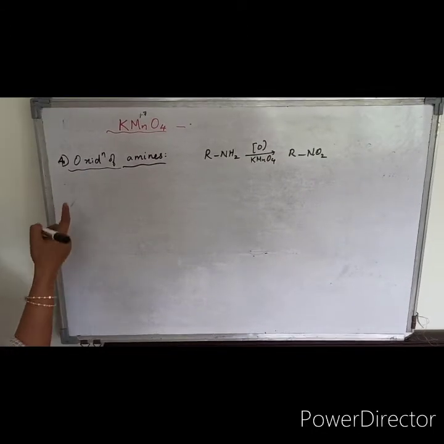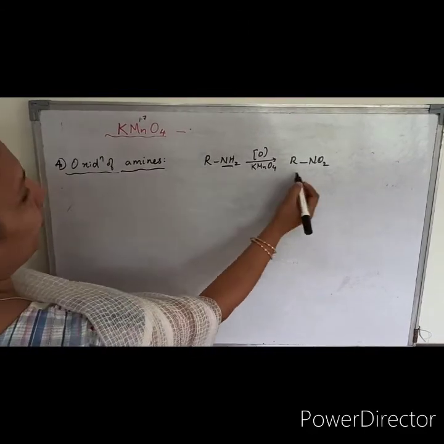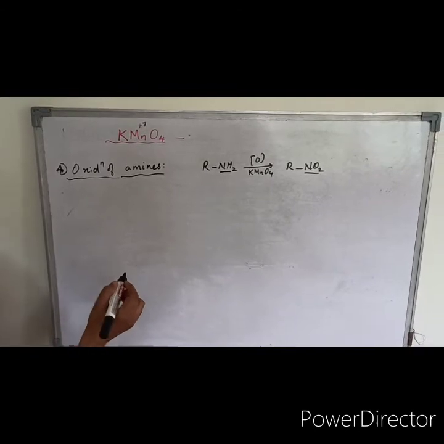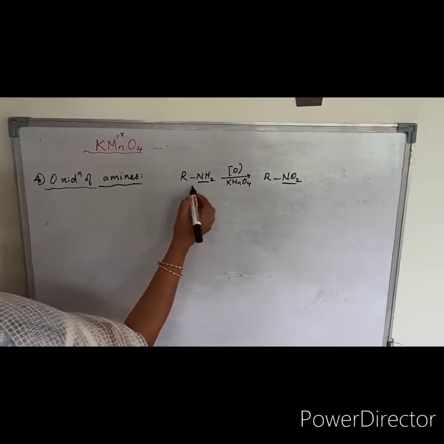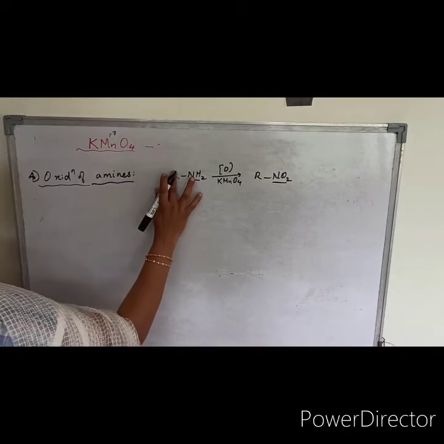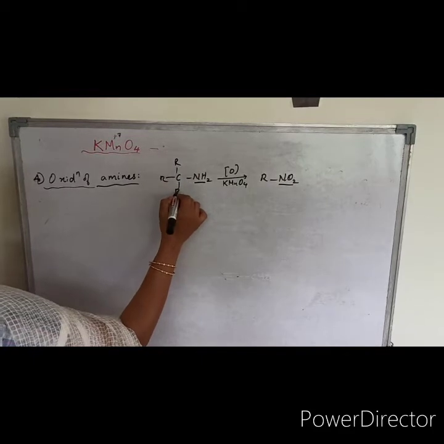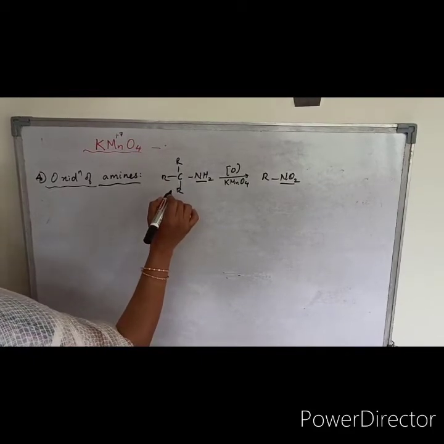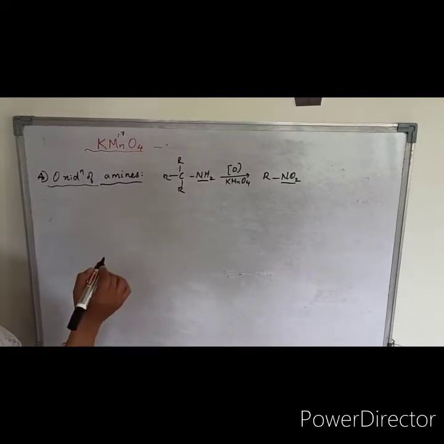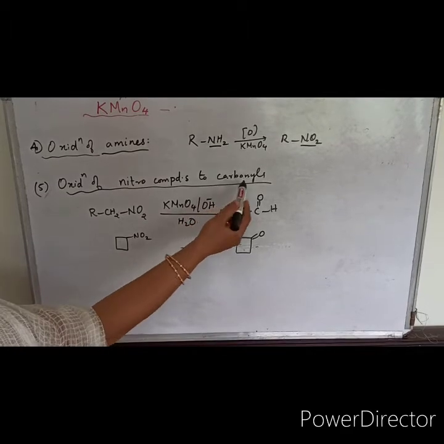Fourth oxidation is oxidation of amines. Amines will be oxidized to the corresponding nitro compound. So alkaline KMnO4 oxidizes tertiary amines. So tertiary amines means this carbon, R. So fifth is the oxidation of nitro compounds to the corresponding carbonyl compound.